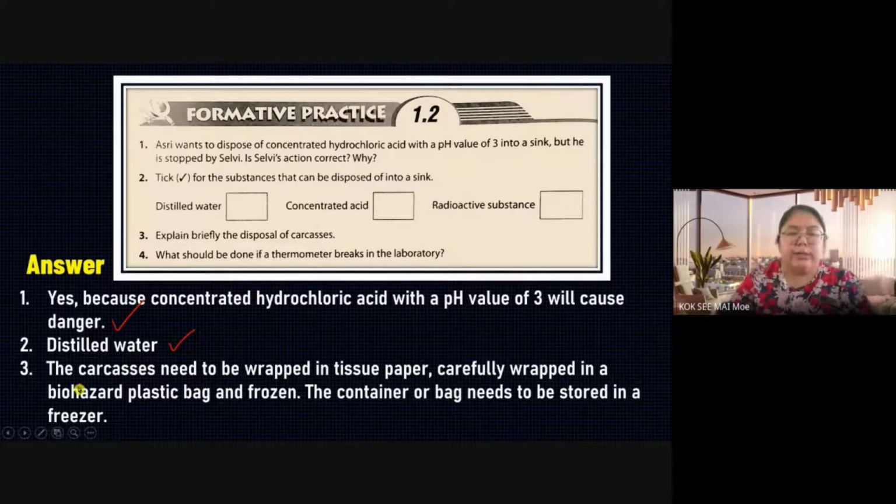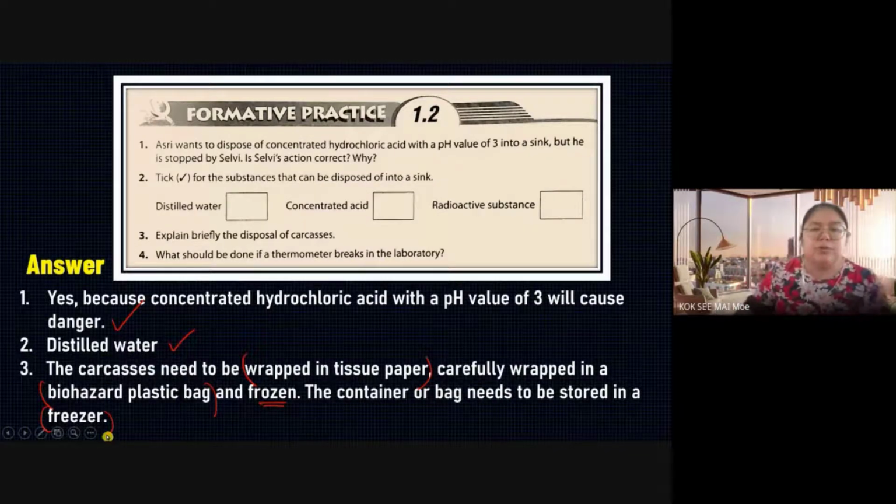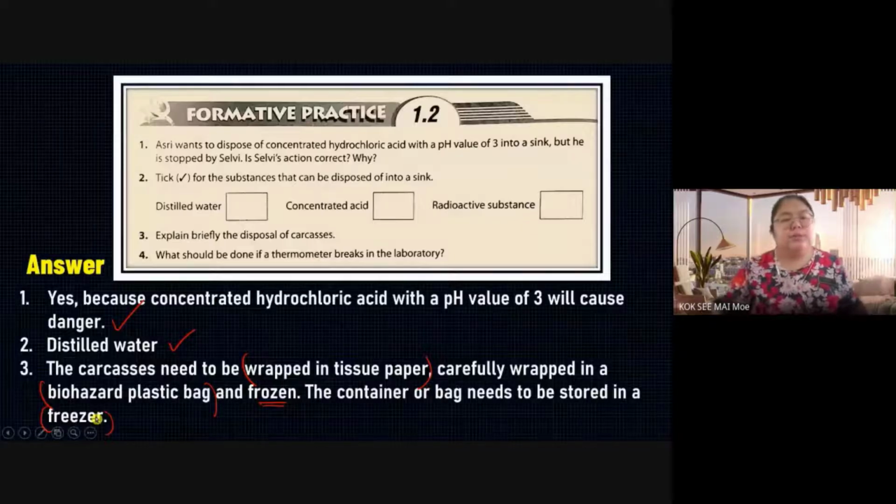Number 3, how do we dispose of the carcasses? The carcasses need to be wrapped. First step, wrap. After carefully wrapping in a biohazard bag or plastic bag, then freeze. You need to mention freezing. The container or the bag needs to be stored in the freezer. Frozen is fine, freezer is fine. So this is how we deal with the carcass.